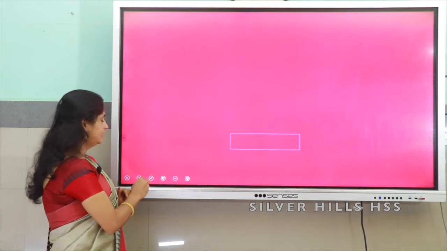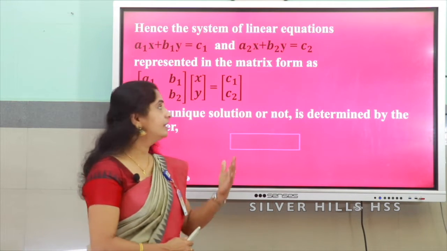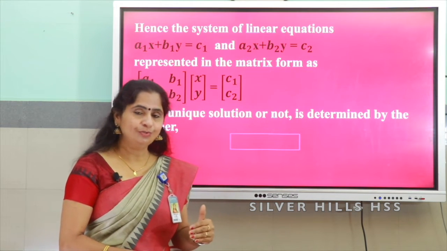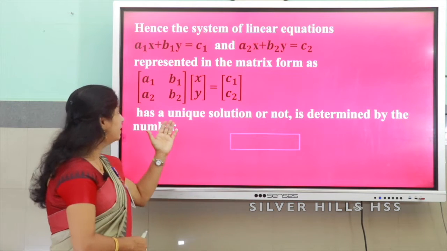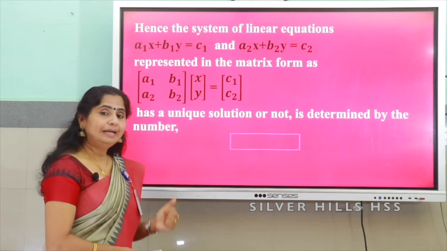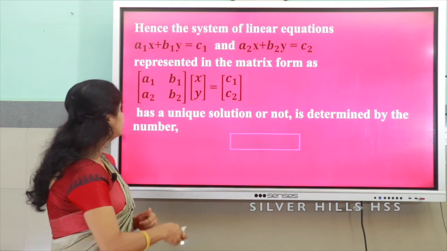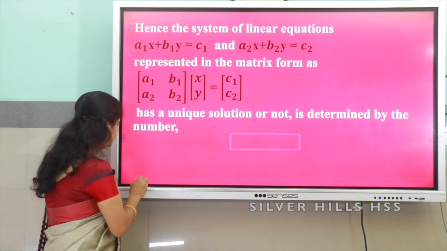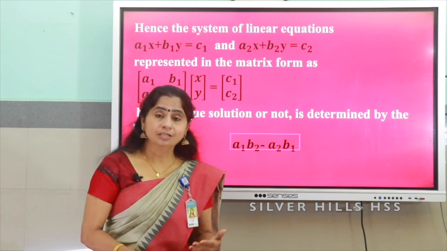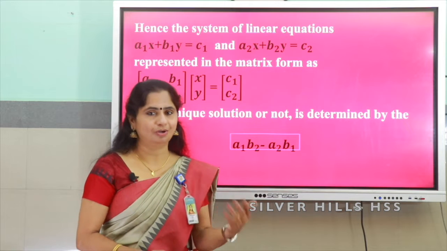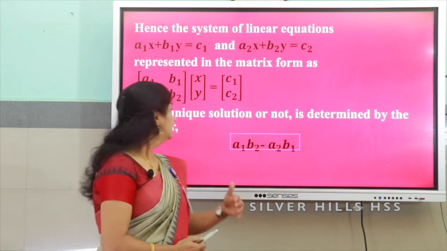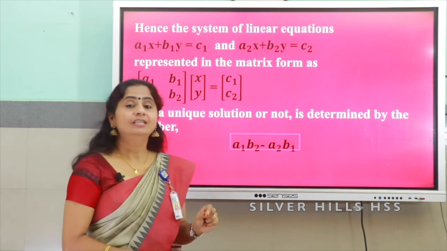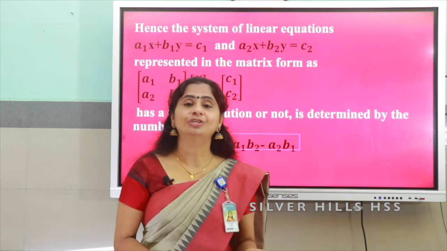Therefore, we can see that for any system of equations, say a1x plus b1y equal to c1 and a2x plus b2y equal to c2, which is written in the matrix form as the matrix a1, b1, a2, b2 into x, y equal to c1, c2, the value a1 b2 minus a2 b1 determines whether the system of equations has a unique solution or not. Again, I repeat: a1 b2 minus a2 b1 will determine whether the system has a unique solution or not.